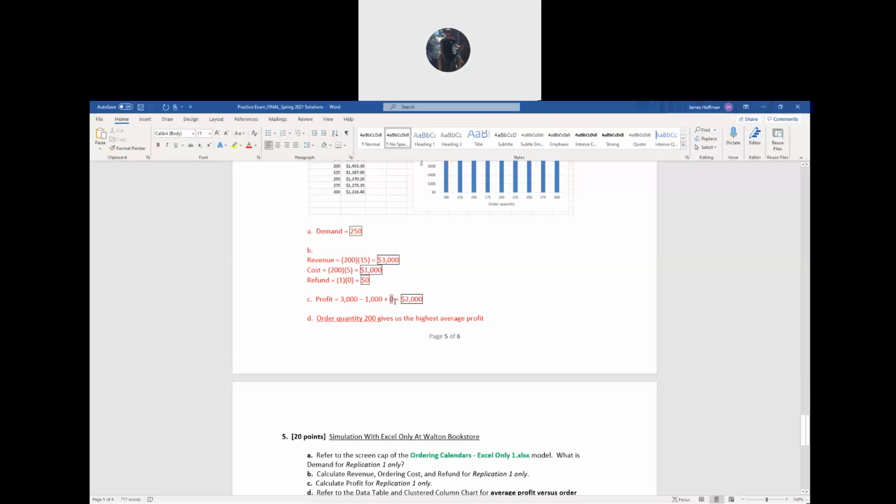So if you get a refund, you've got to add that. But profit is always going to be revenue minus cost plus refund. In this case, it's just 3,000 minus 1,000, which gives us a profit of 2,000.